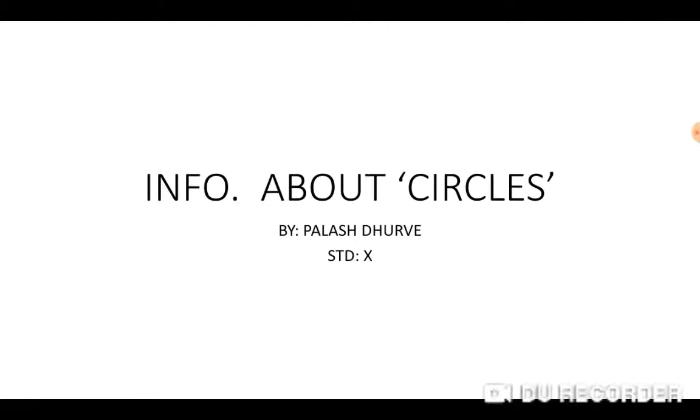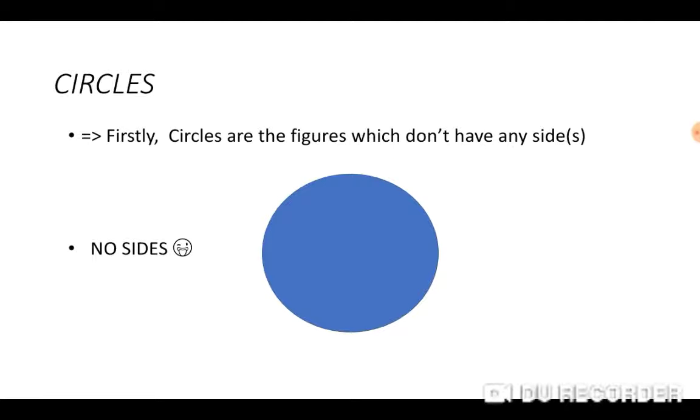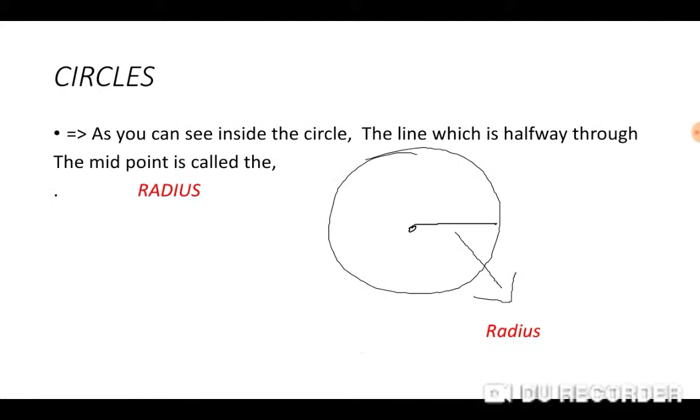Information about circles. And now let's get started. Firstly, circles are the figures which don't have any sides. So for this proof, we're going to have to take a look at this diagram, and having a look at this diagram, you must have already gotten a proof that circles don't have any sides, points, vertices, and so on. So let's move to the next point quickly.